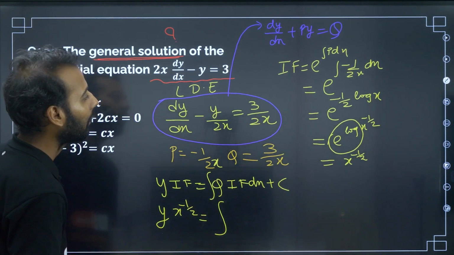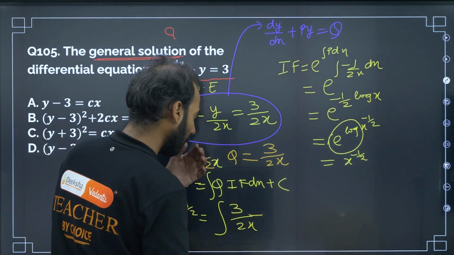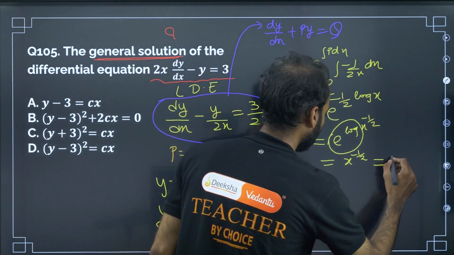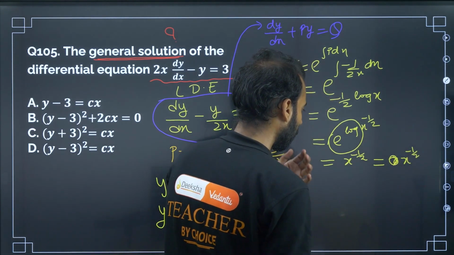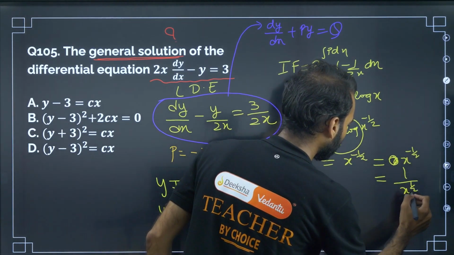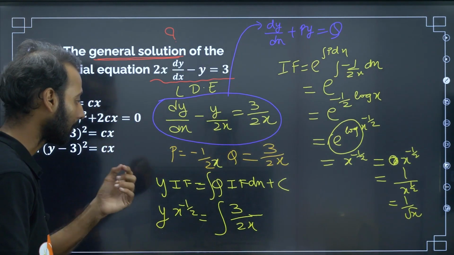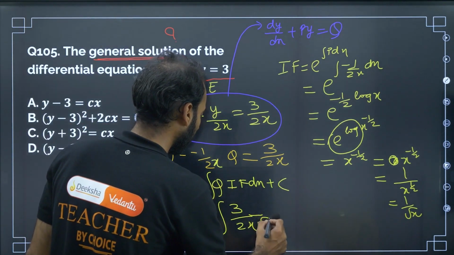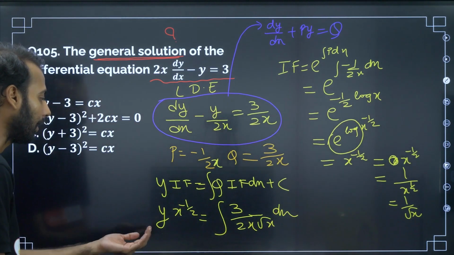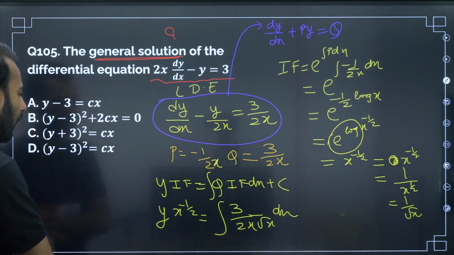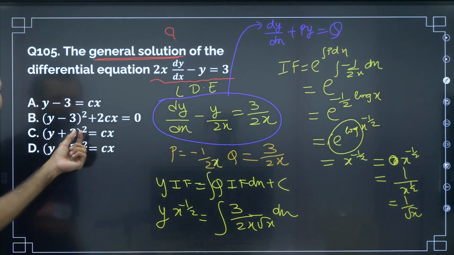So y times x raised to minus 1 by 2 is equal to integration of Q times IF. In place of Q, what should we write? 3 by 2x times x raised to minus 1 by 2. This is the same thing as 1 by x raised to 1 by 2, which is 1 by root x. If I write root x here in dx, there are some difficulties. I have to place 3 by 2 outside, but I don't think we will reach any of the suitable options. Here I am having a root, and in the options there is no root.